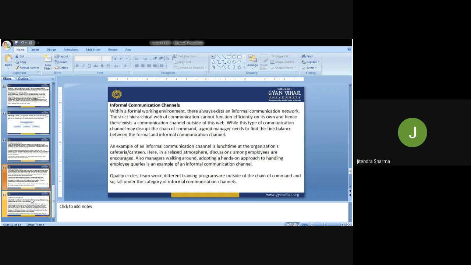Hence there exists a communication channel outside of the web. While this type of communication channel may disrupt the chain of command, a good manager needs to find the fine balance between the formal and informal communication channel.